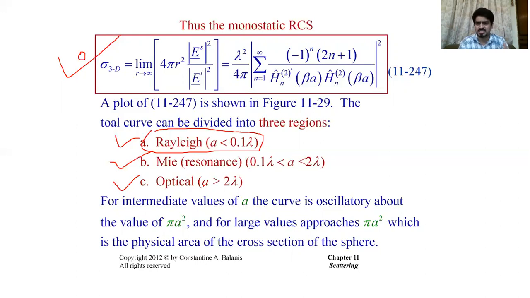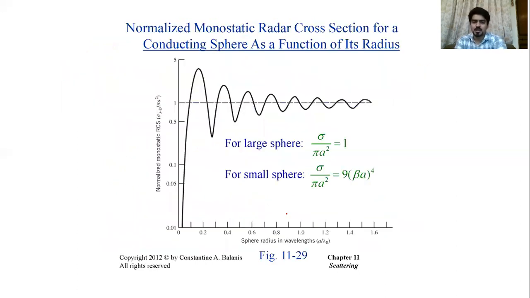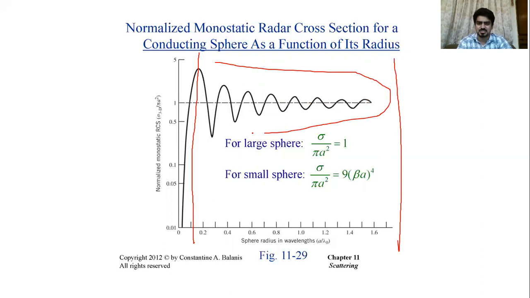the radar cross section is going to be equal to the physical cross section of the sphere. That is, it will approach pi a square, which is nothing but the physical cross sectional area of the sphere. That is what you can see here. You can divide this into three regions. So this is the first region, and then here you would have something. In this region you see this resonance, that is nothing but Mie resonance.